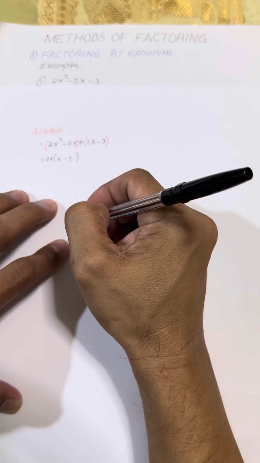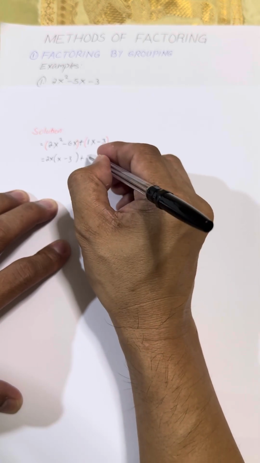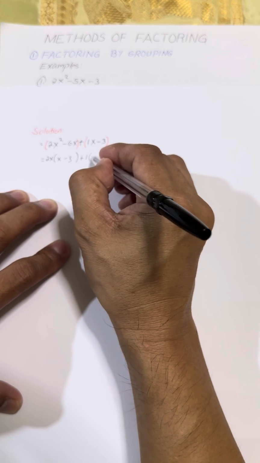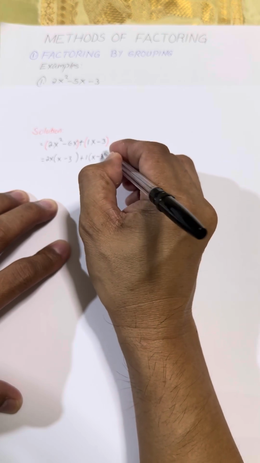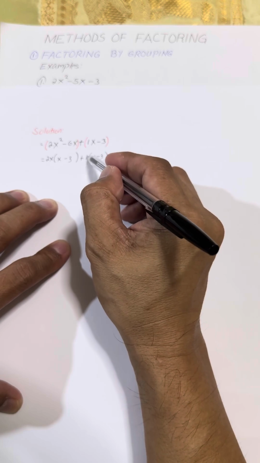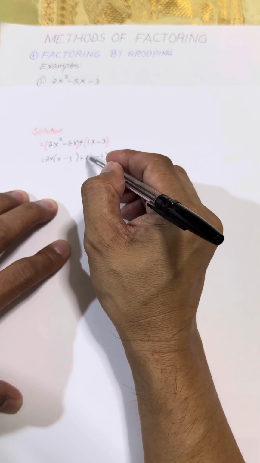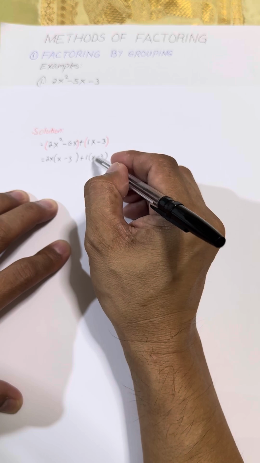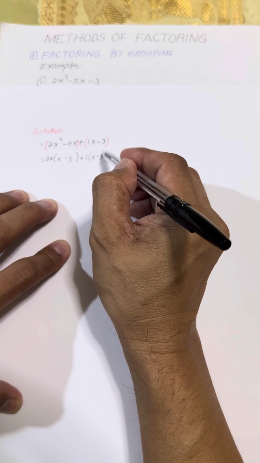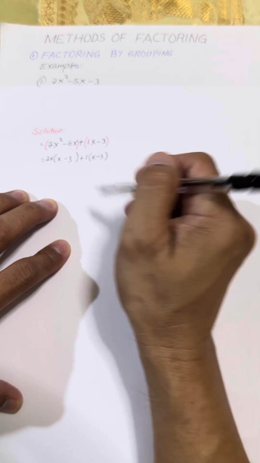And then plus, this can be written as, we can put the 1 outside, x minus 3. They're just the same because 1x, if you put the 1 outside the parenthesis and multiply, 1 times x is x, 1 times negative 3 is negative 3. So these are just the same.